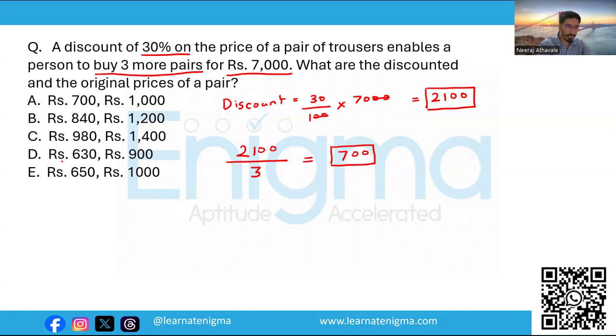Now, looking at the options, there is only one option, which is option A, and therefore we can mark that answer. But we can verify it as well. 700 is the new price.